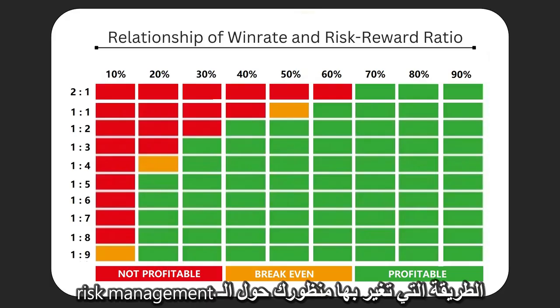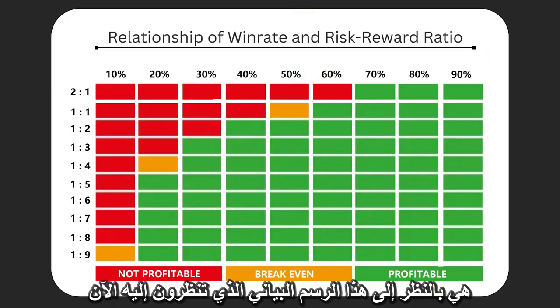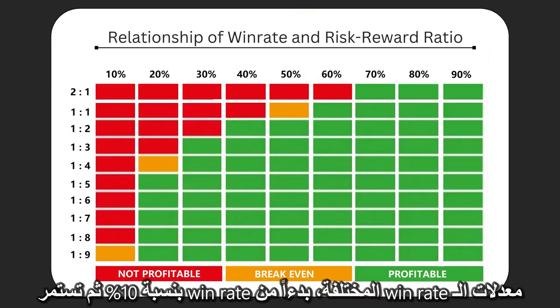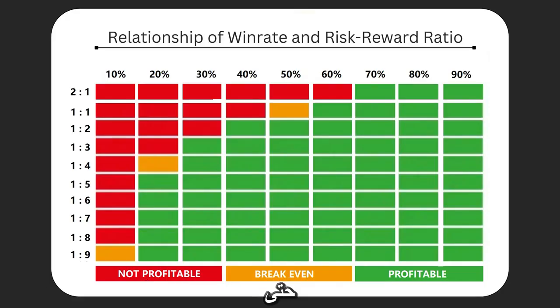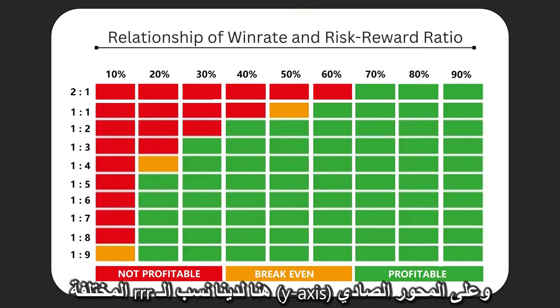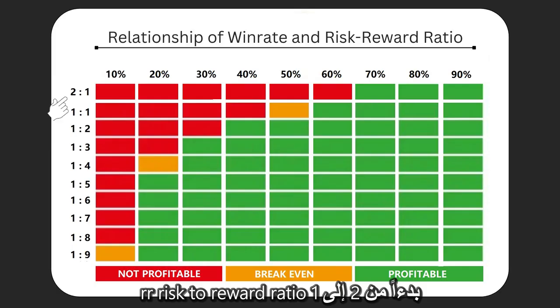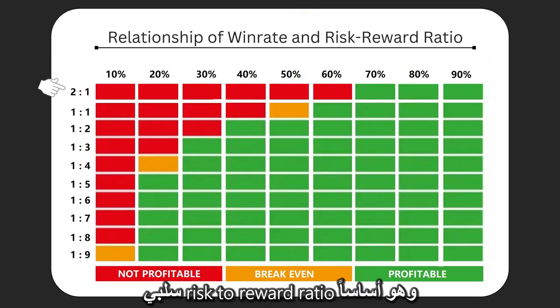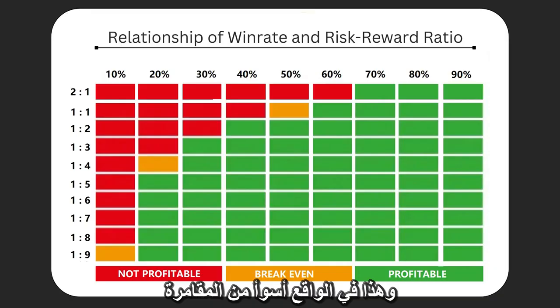Now, the way you change your perspective about risk management is by looking at this chart that you are looking at, right? From here, you can see that on the x-axis, we've got these different win rates, right? Starting off with a 10% win rate and continuing till the 90% win rate, right? And on the y-axis, we've got the different RRR, starting off with the 2 to 1 risk reward ratio, which means that you are risking $2 for only $1, right? Which is basically a negative risk reward ratio, and that's actually worse than gambling, right?